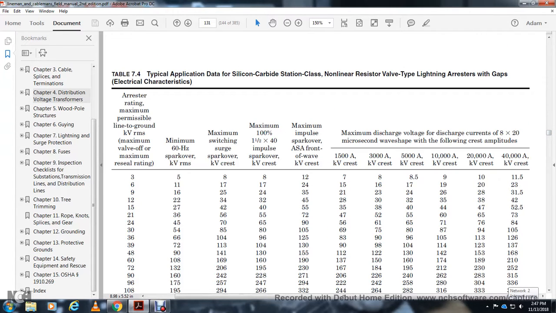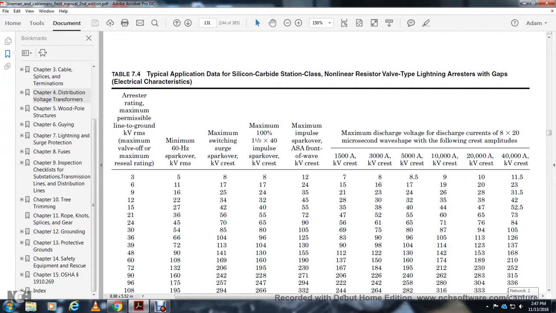Alright, typical application data with the silicon carbide class, nonlinear resistor valve type of lightning arrestor with a gap. Electrical characteristics: arrestor rating with a maximum permissible lightning ground kilovolt root mean square, maximum valve above maximum reseal rating, with a minimum 60 hertz spark over kilovolt root mean square, maximum switching surge spark over kilovolt crest, maximum 100% 1.5 by 40 impulse spark over kilovolt crest, maximum impulse spark over front of wave kilovolt crest maximum.